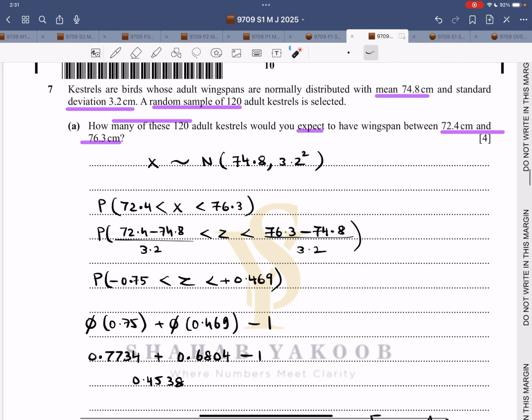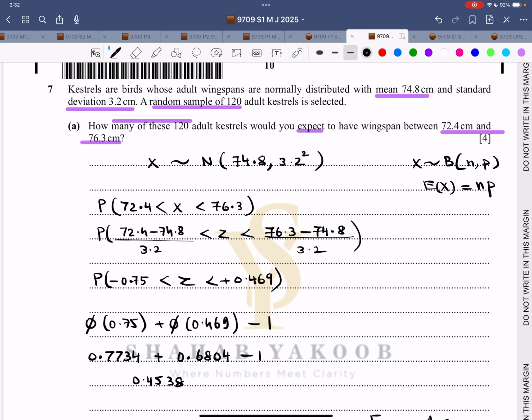Now the last question, that is about normal distribution. Kestrels, a bird whose adult wingspans are normally distributed with this mean and standard deviation, a random sample of 120 is selected. How many of these 120 would you expect? So remember that in binomial, x follows a binomial distribution n comma p. There is this expected value. Expected value is np. So I'll be using this in a short while.